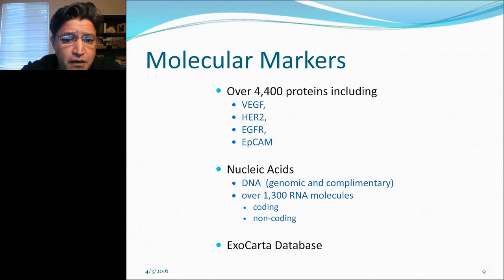Nucleic acids have also been found, including DNA and RNA. For the DNA, there's both genomic and complementary DNA that's been identified. And as far as RNA, there are over 1,300 different molecules, both coding and regulatory. ExoCarta is a very good source. It's a comprehensive database of the various proteins and nucleic acid contents that are found in exosomes and extracellular vesicles. With regard to RNA, there's messenger RNA, non-coding RNA, and microRNA, among other species that can be found within them.